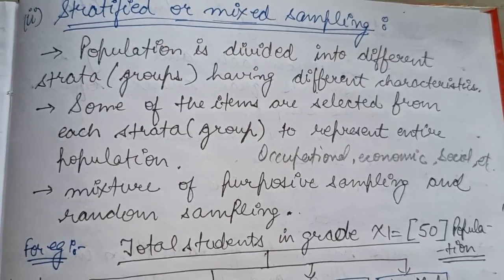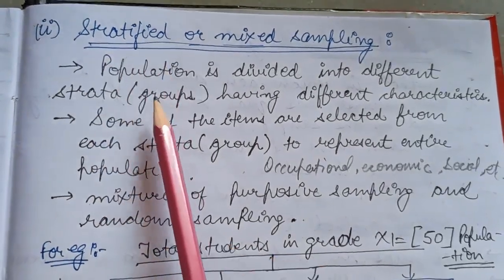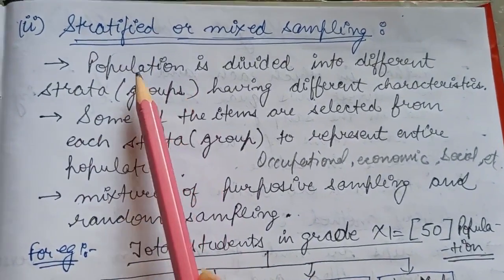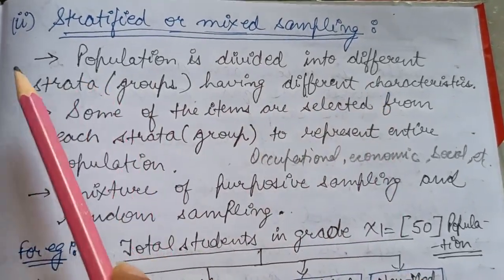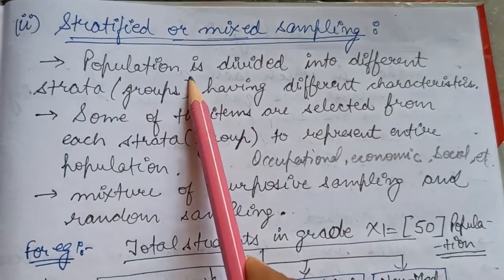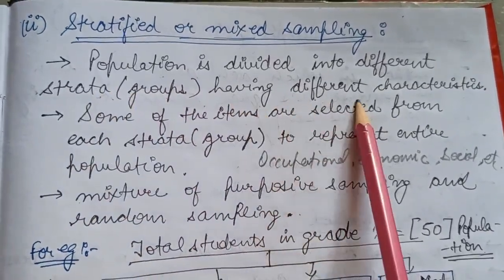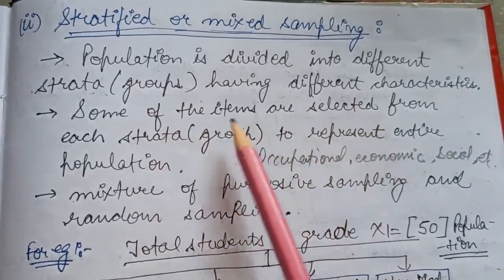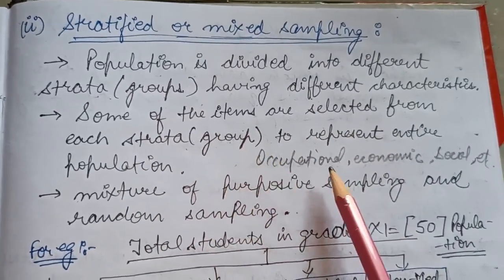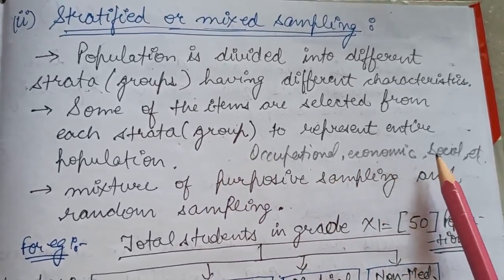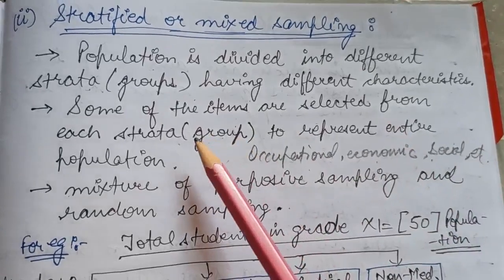The next method of sampling is stratified or mixed sampling. Now, stratified sampling includes a term, strata, which means groups. According to this method, the population is divided into different strata or groups having different characteristics. So, we will take a population of which we have to make the statistical study, and from that population we will make certain groups or strata which will have different characteristics, and some of the items are selected from each stratum or group to represent the entire population. These strata can be made on the basis of occupation, economic structure, social structure, religion, etc. These can be the basis on which the groups or strata can be made.